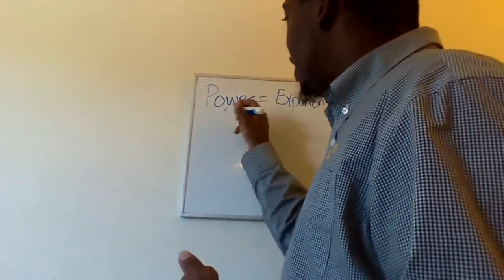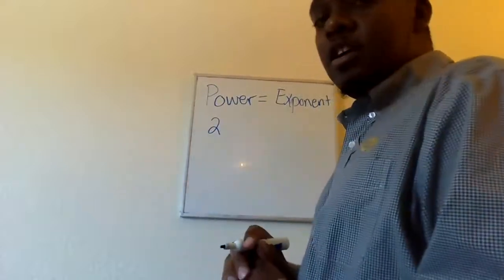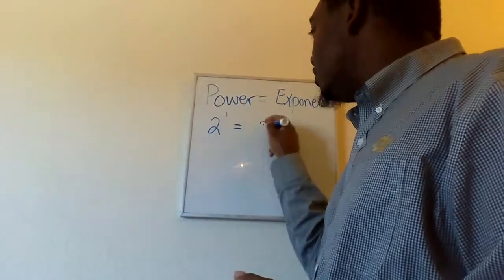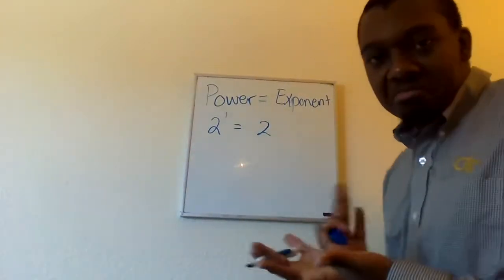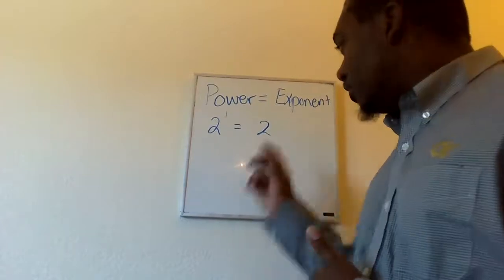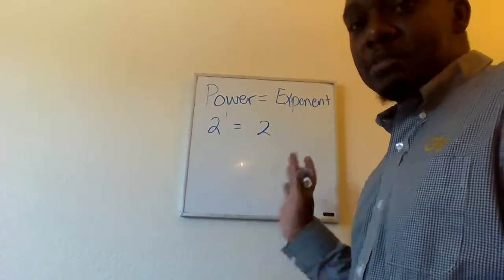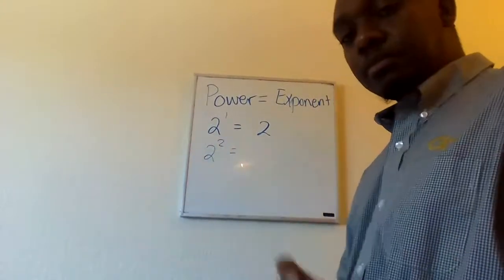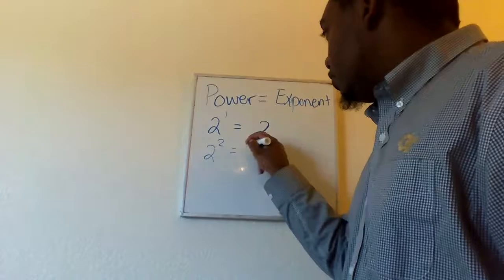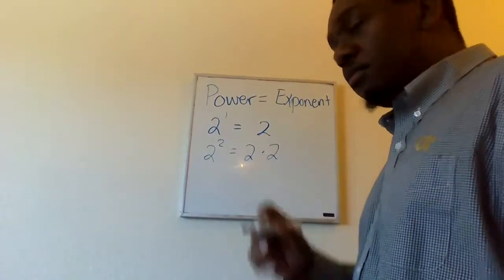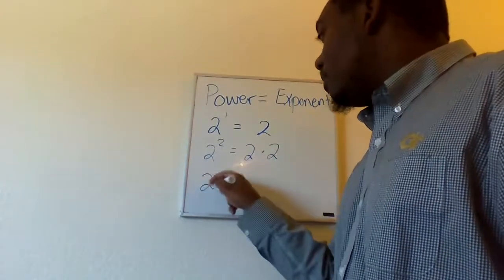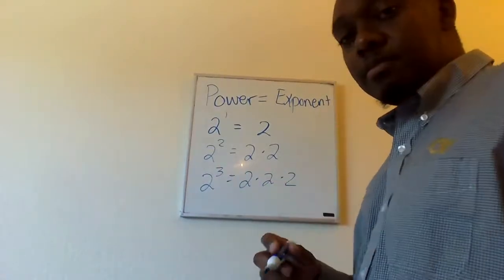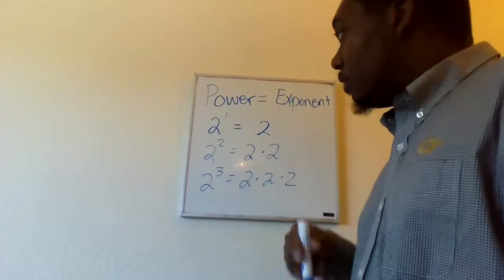For instance, if I had 2 raised to the first power, that means I would just have 2 sitting there like so. It's by itself. There's only one 2 there, multiplying times nothing. It's just there. So it's 2. But if I had 2 to the second power, then I would have 2 times 2. If I had 2 to the third power, I would have 2 times 2 times 2. And so on and so forth.